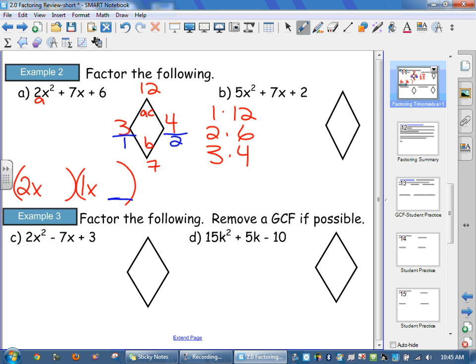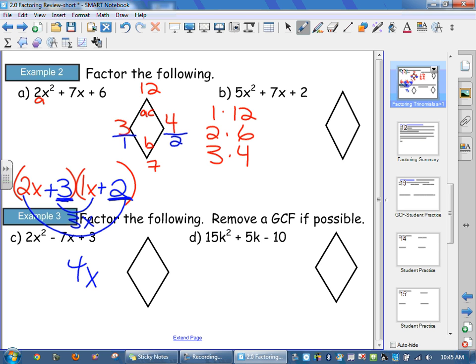And that's what I fill in my brackets. Okay? Now, again, check your smiley faces. Your outside terms: 2x times 2 will give me a 4x. My inside, 3 times 1x gives me a 3x. 4x and 3x, do I get my 7x? Yes, I do. So I did it right. Okay? Let's try letter B.